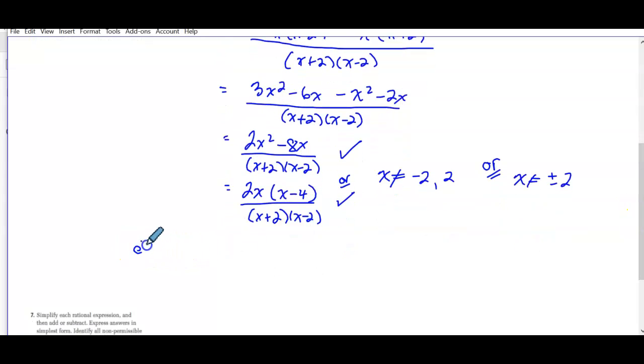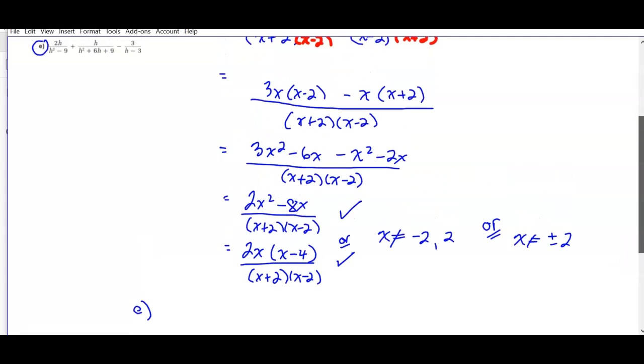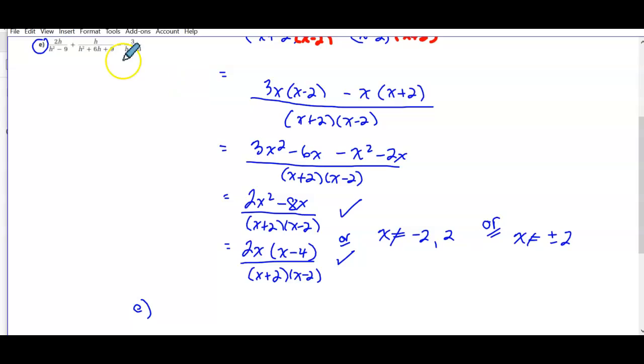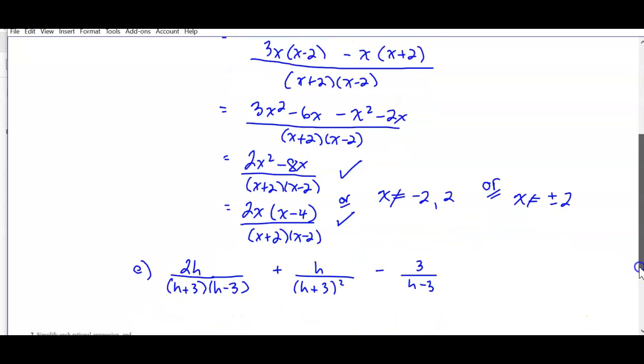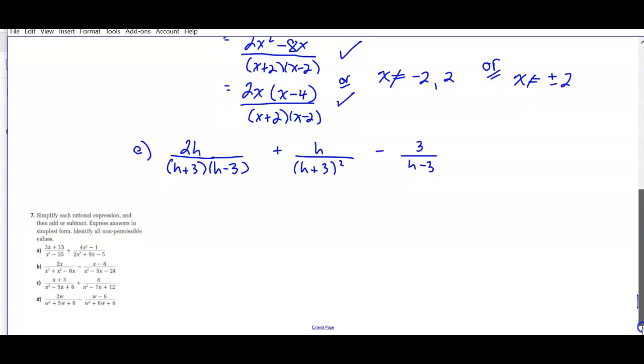And now we'll look at E. Again, I'll copy that out. Actually, if you take a look at it, we can factor some of these denominators. So let's do that in our first step. So 2h, there's nothing to do. h squared minus 9 is a difference of squares, so that's h plus 3 times h minus 3. Then plus h over, that factors to h plus 3 squared. It's a perfect square trinomial. Then minus 3 over h minus 3. Okay, so we've done our first step, which is factoring.